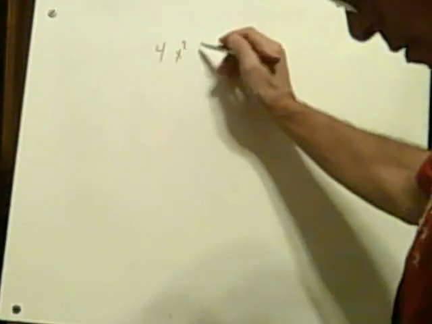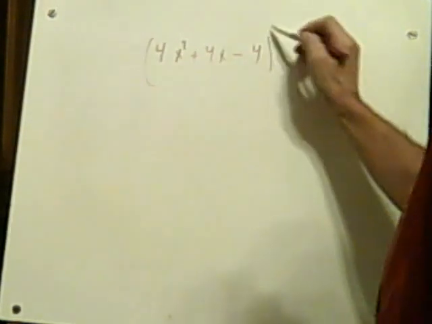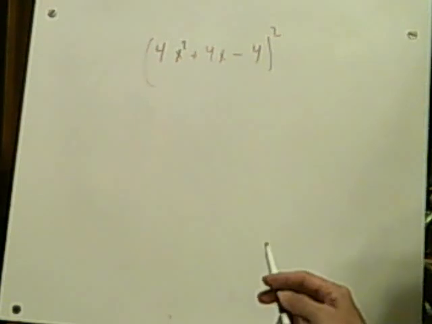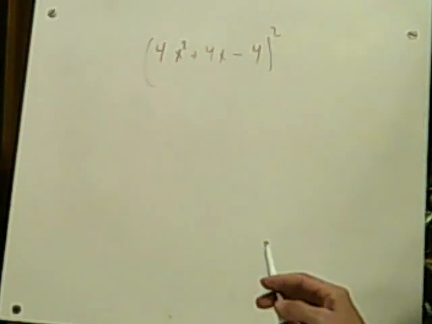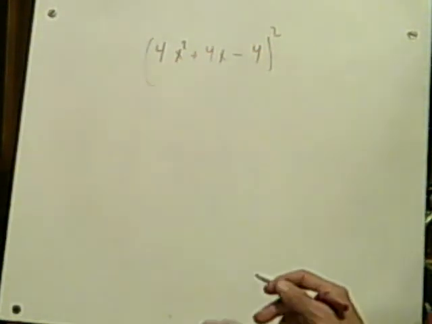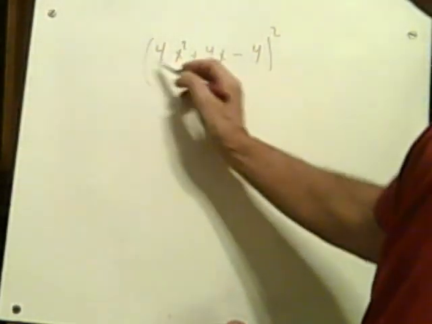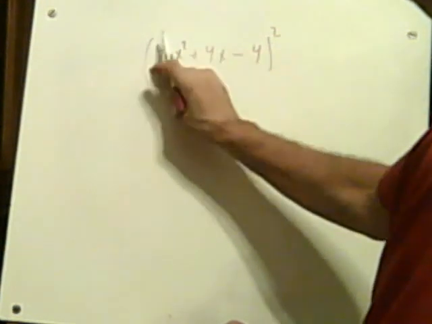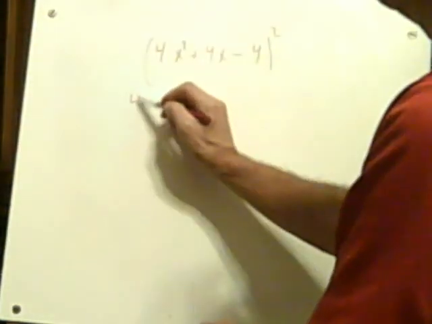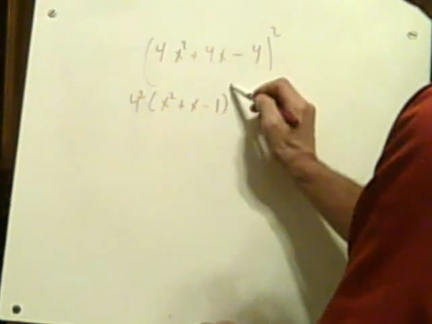4x squared plus 4x minus 4. Okay, now we could factor out this 4 before we square it. And that's going to help a little bit because otherwise there's going to be a lot of 4s going around. 4 times 4 is 16. We're going to get 16 all over the place. So we could factor this 4 out. This is 4 times x squared plus x minus 1, but the whole thing is squared, so this is equal to 4 squared times x squared plus x minus 1 squared.